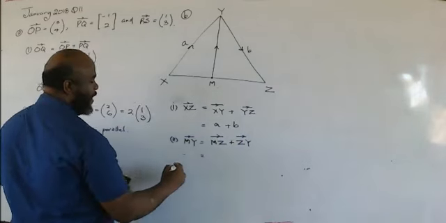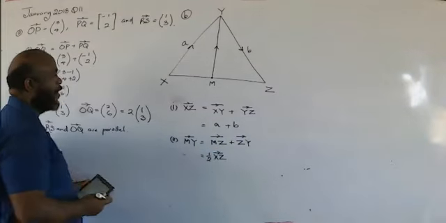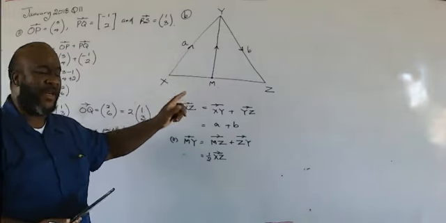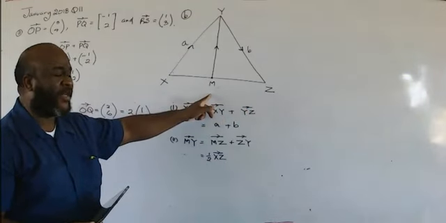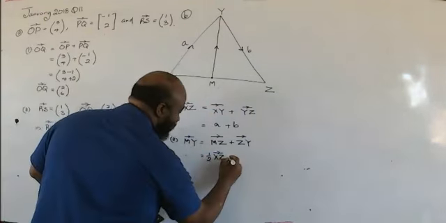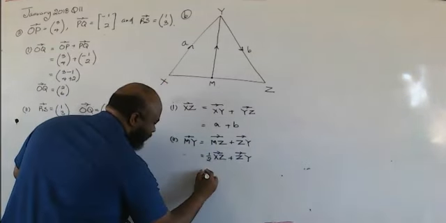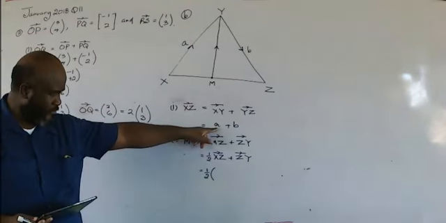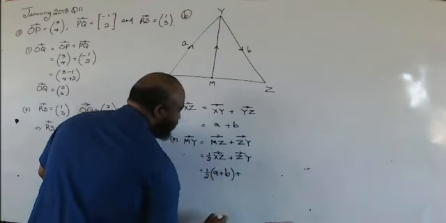Tell me if you agree that MZ is a half of XZ. Where were we told M is? M is in the middle. All of this is XZ, but M is in the middle, so MZ is a half of XZ, plus ZY. What is XZ? a plus b. So this is a half of a plus b, plus ZY.